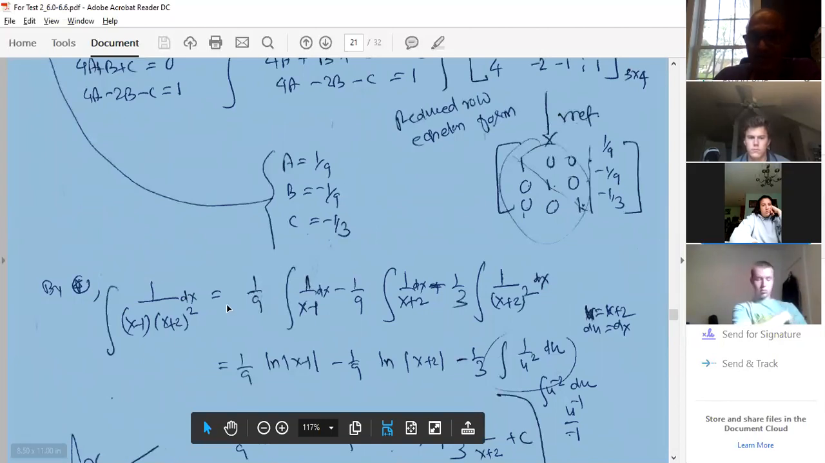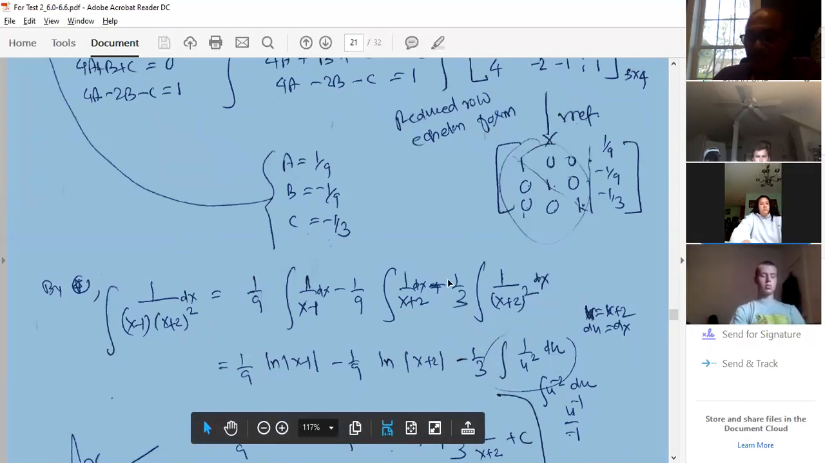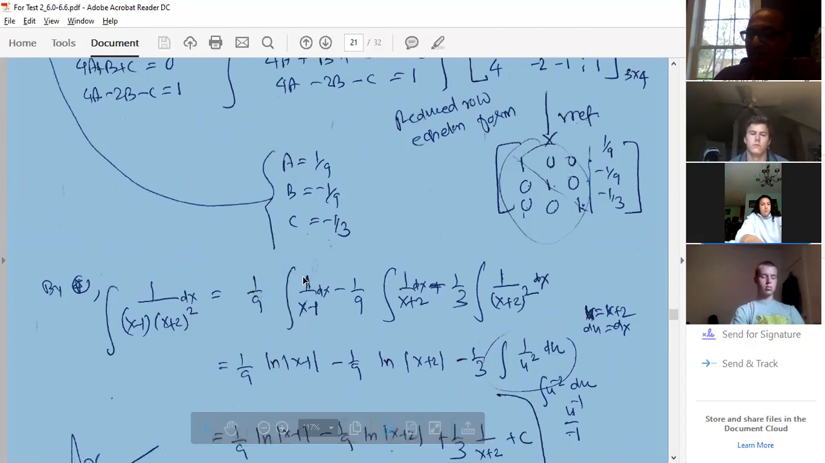This is the given example. A is 1 by 9, integration of 1 over x minus 1. Negative 1 by 9, integration of 1 over x plus 2. And 1 over x plus 2 square dx, right? C is negative 1 third. This one is easy because the derivative of x minus 1 is 1, which appears here in the numerator. So integration is ln. Same here, integration is ln of x plus 2.